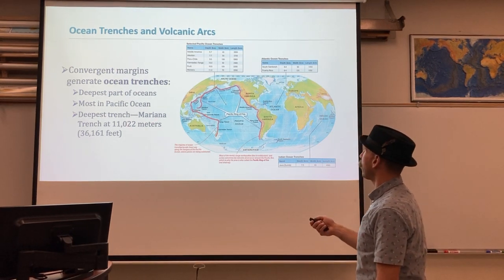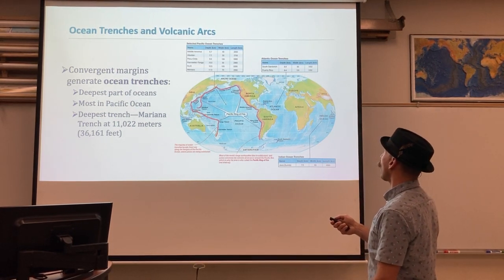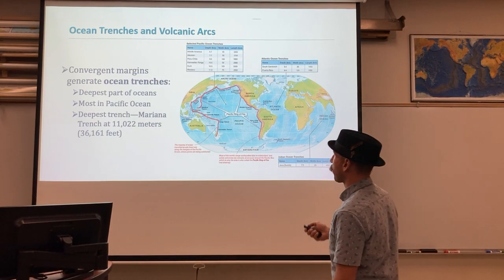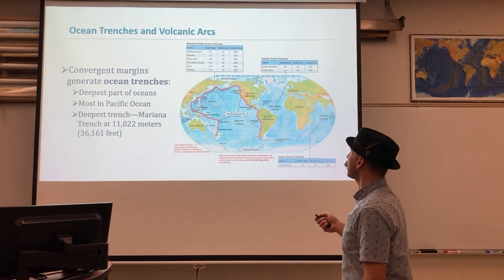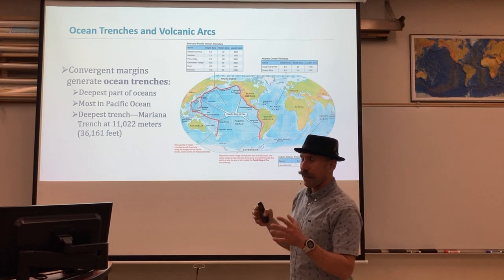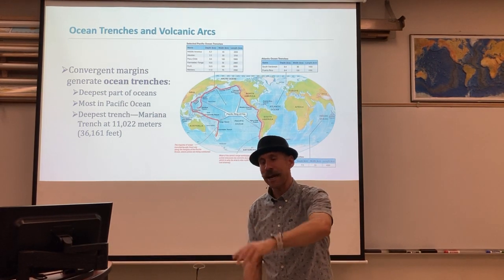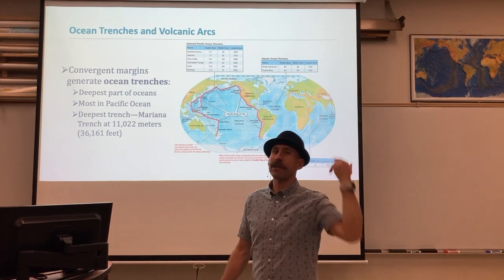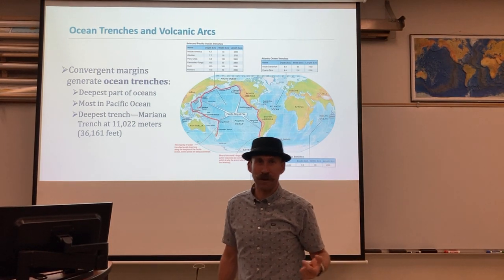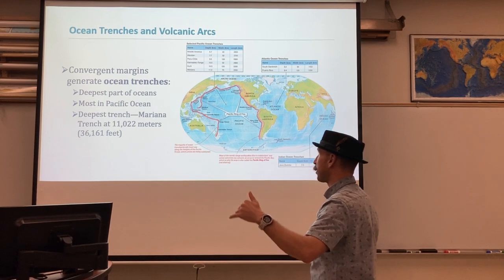We also have the deepest trench, the Mariana Trench, located in the Ring of Fire. This is an area that is so deep you could put Mount Everest inside of it, and there would still be 7,000 feet left over. Whoa, that's pretty deep.